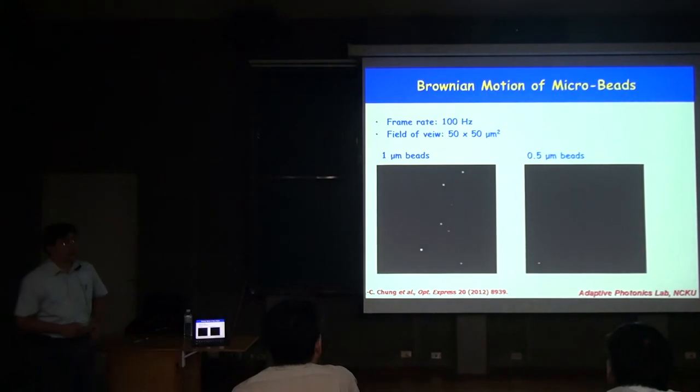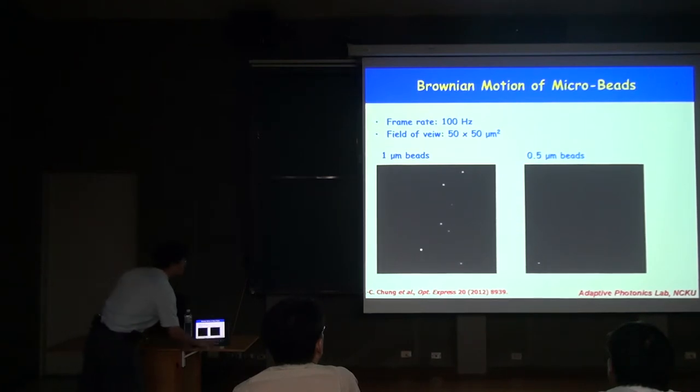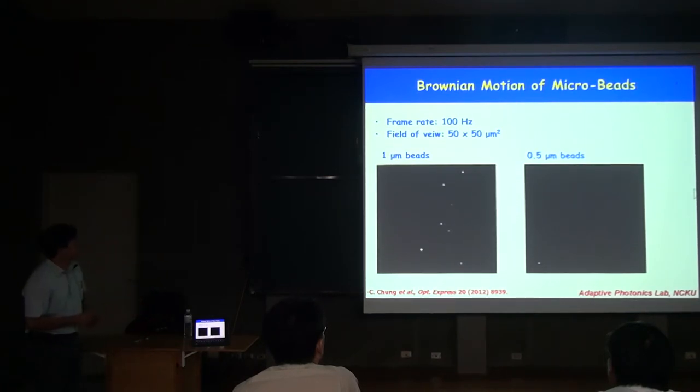Okay, so based on this system, because it can provide you a real-time application, like this micro fluorescence bead, it can provide you the Brownian motion, like here. If you use a bead of around 1 micron.